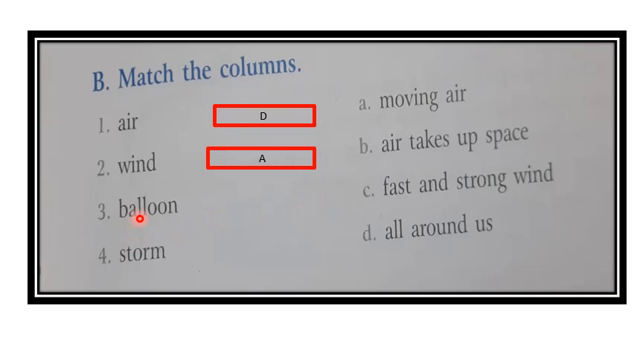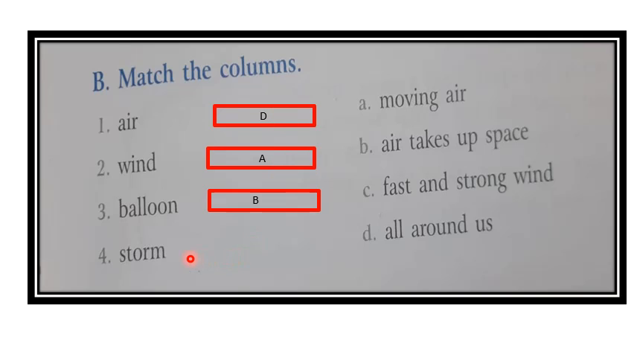Okay, now number 3, balloon. What is happening to the balloon when the air is filled inside it? Yes, the air takes up space. So answer is B. For number 3, balloon, the answer is B. So we are going to write here B. Okay? Very good, children. First you have written D. Second A and third B.